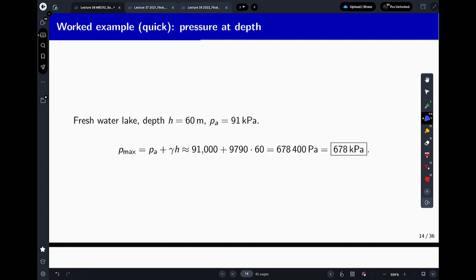Pressure max in the case where you have a freshwater lake with a depth of 60 meters and the atmospheric pressure around it is 91 kPa. You can say it's 91,000 plus density of water times g times 60 meters, and you end up with 678 kilopascals.